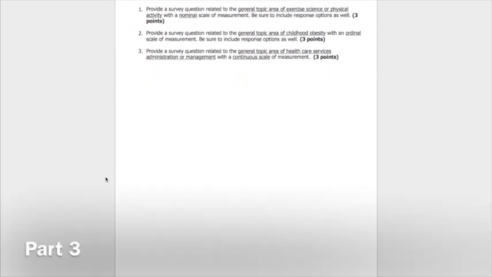Next is part 3. You're going to create your own survey questions or questionnaire. So what you'll do is you'll use the general topic here, that's worth 1 point, and use this scale of measurement specified, and create a survey question. So if the question requires response options, like these nominal and ordinal scales do, make sure you include those response options as well, and we'll be looking for that. And that's worth the other 2 points of the question.